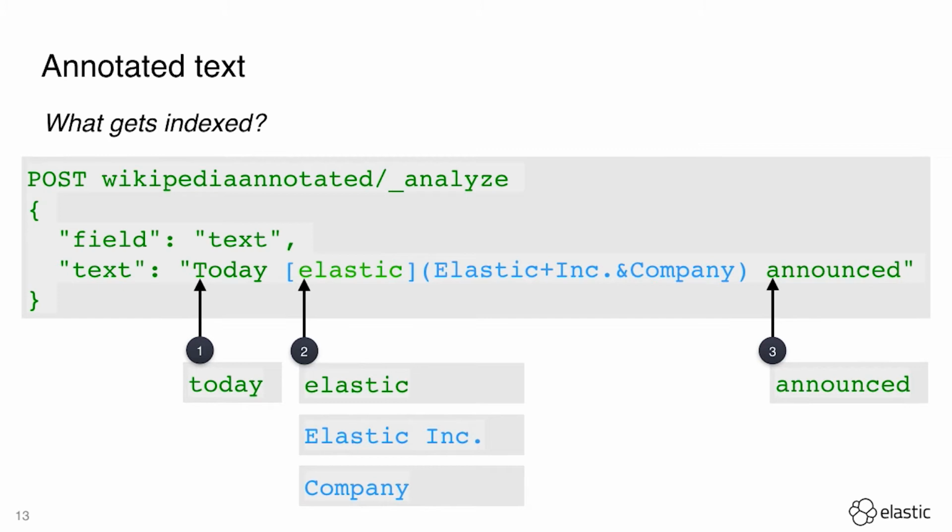What happens to this text then when we index it? So we have an API called Analyze, and you can throw text at it and you can see what Elasticsearch does to it before it puts it into the search index. So I'm using that same API here to look at what it does with some annotated text. So we have that piece of text again saying today Elastic announced, and we've got this extra information in there. We can see that at position 1 in the search index we have the word today. Next to that we have the word Elastic, and then after that we have the word announced. So word positions 1, 2 and 3.